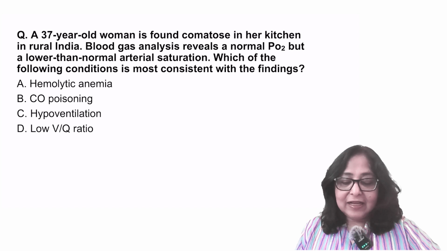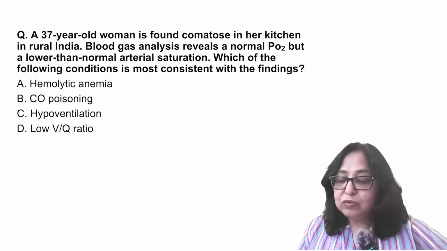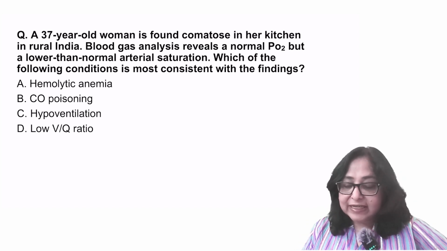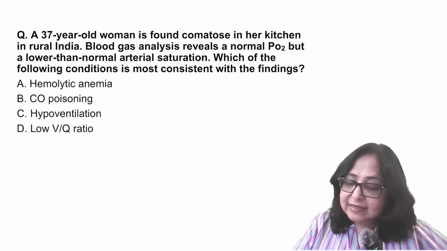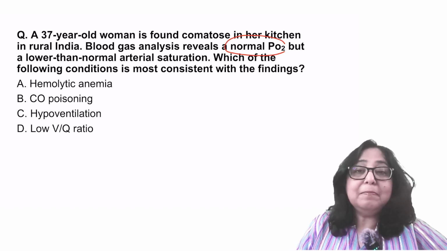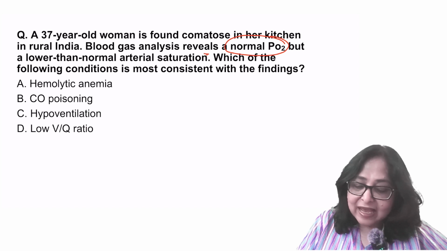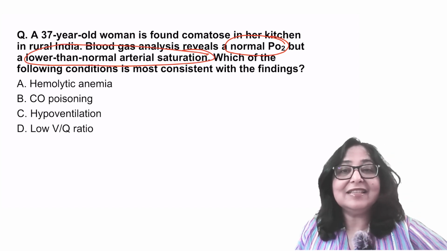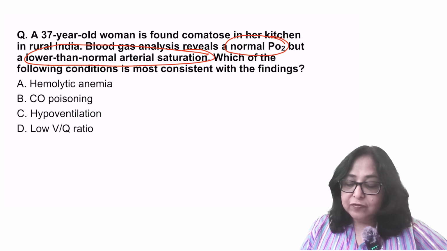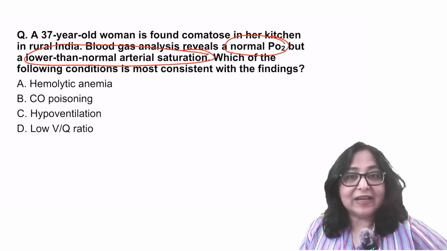The first one. A 37-year-old woman is found comatose in her kitchen in rural India. Blood gas analysis reveals a normal PO2, but less than a normal arterial saturation. Which of the following conditions is most consistent with the findings?